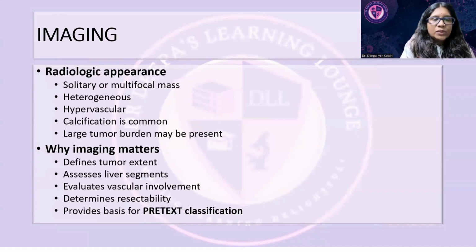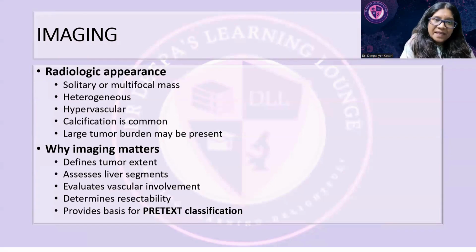Radiologically, hepatoblastoma usually presents as a solitary or multifocal heterogeneous hypervascular liver mass. Calcification is also common. Imaging is not merely used to identify the tumor, but it is essential for determining whether the tumor can be surgically resected or not. We need to know that many liver segments are involved, and how many are involved is what you want to look at in the radiology. And if there is any extrahepatic disease, that is also something very important that you have to look at while talking about the hepatoblastoma.